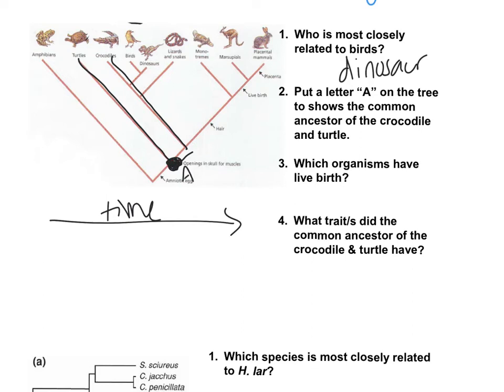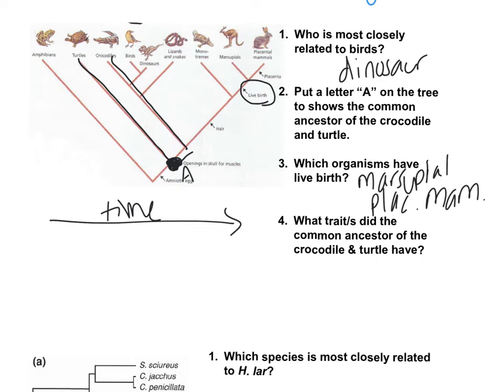Question 3, which organisms have a live birth? Live birth evolved here. Everybody after the trait has that trait. Answer for 3, marsupial and placental mammals.